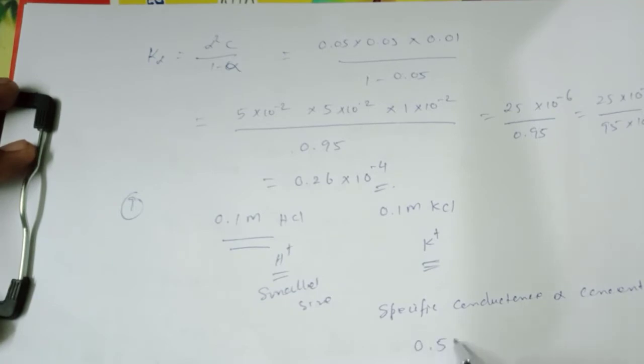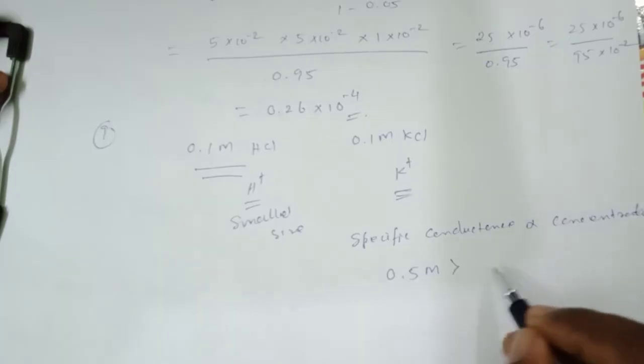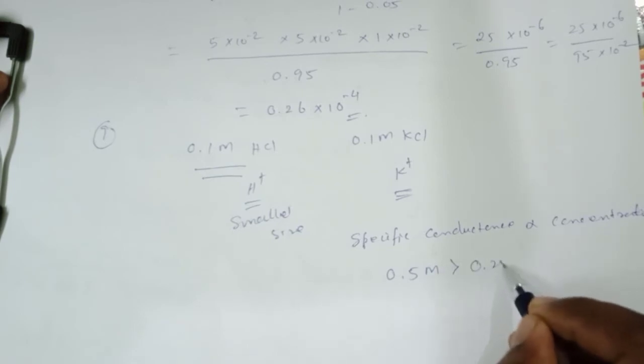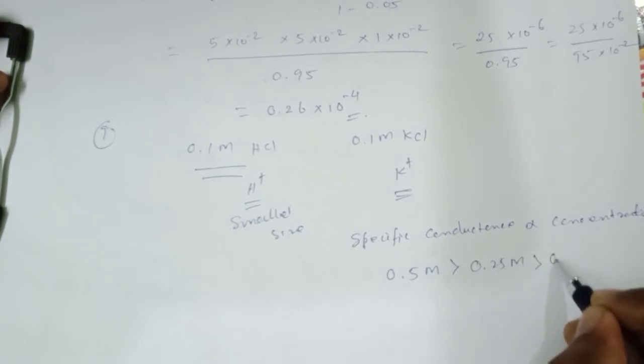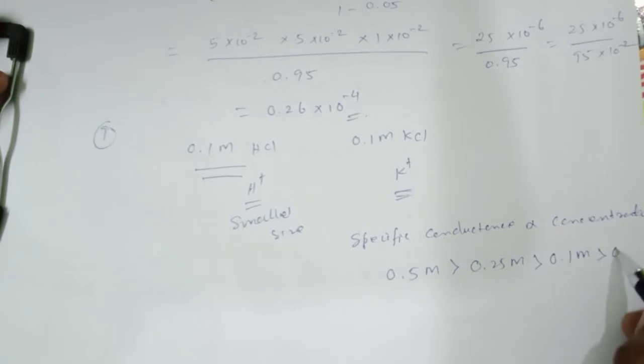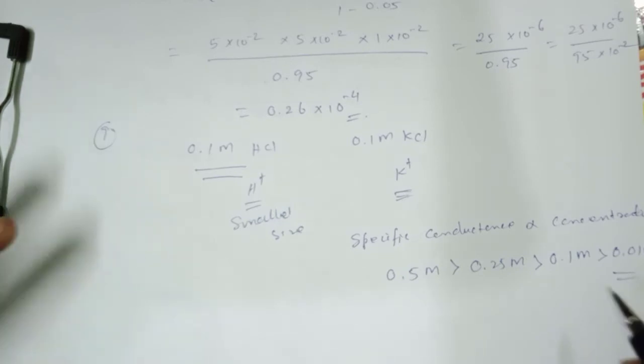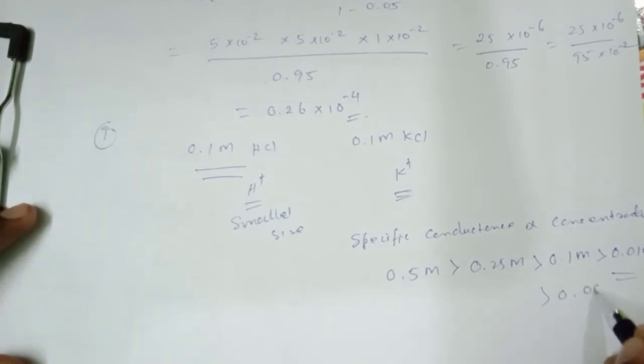As you know, it is 0.5 molar KCl. It will have the greater one. The next one, since you are asked to write the decreasing order, will be 0.25 molar. Third one will be 0.1 molar. Last one will be 0.01 molar. So this is the decreasing order of specific conductance. One more is also given, that is 0.005 molar.